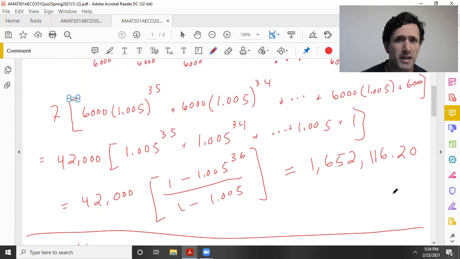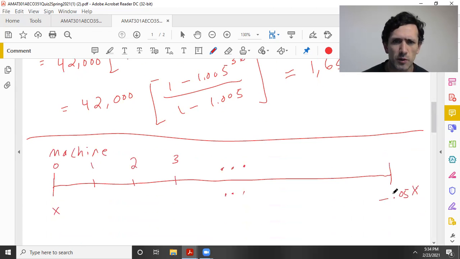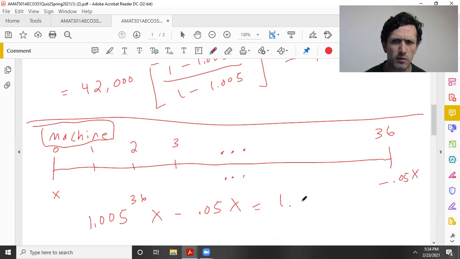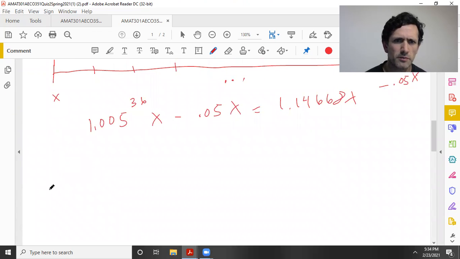As I've said before, if you really want to strictly make costs negative, there's just a lot of minus signs floating around, and I hate working with minus signs when I can avoid it. I'm sure most people do too. All right, so this X here, based on a timeline, earns 36 months of interest. So for the machine, we have 1.005 to 36, x minus 0.05x, and with a little rounding, 1.14668x.